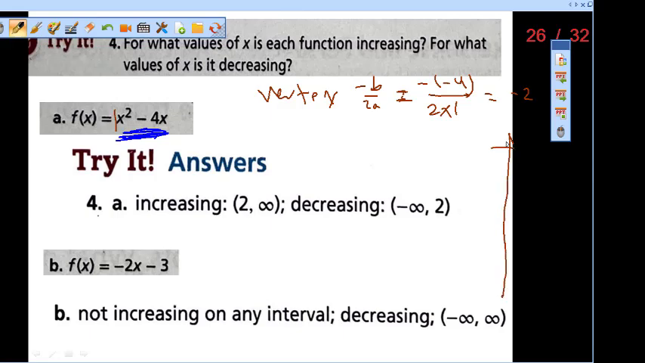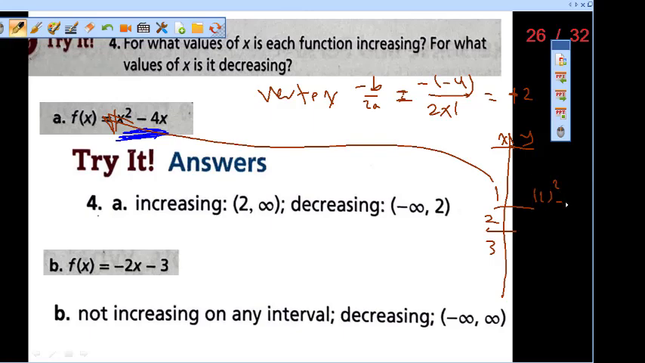It means x is 2. I'll make a table, x, y. I'll put 2 in the middle and take the value before and the value after. When it's 1, I replace here: 1 squared minus 4 times 1 makes negative 3. Replace with 2: 2 squared minus 4 times 2 makes negative 4. Then 3 squared minus 4 times 3, negative 3. It means I am right because it's symmetric.